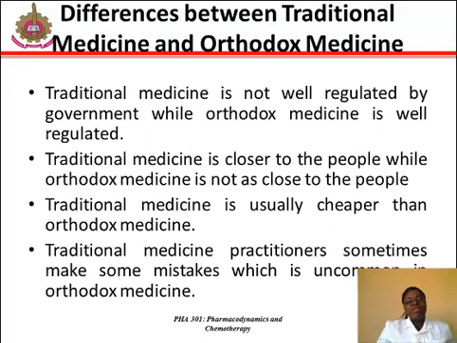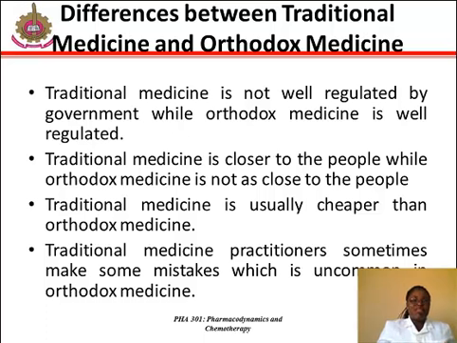There are differences between orthodox medicine and traditional medicine. Traditional medicine is not well regulated by the government, while orthodox medicine is well regulated. Traditional medicine is closer to the people, while orthodox medicine is not as close to the people. They have to travel far at times to get access to orthodox medicine. Traditional medicine is usually cheaper, while orthodox medicine sometimes is expensive. Traditional medicine practitioners sometimes make mistakes, which is uncommon in orthodox medicine.